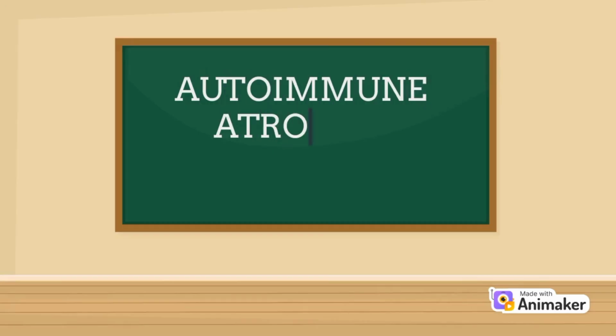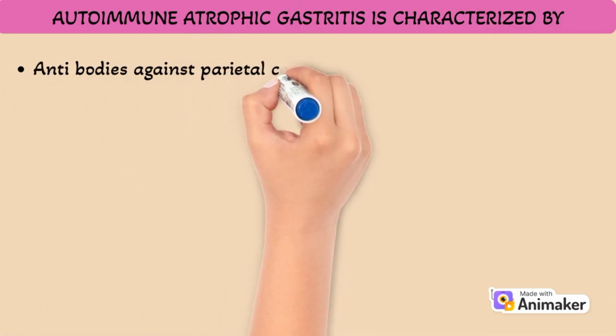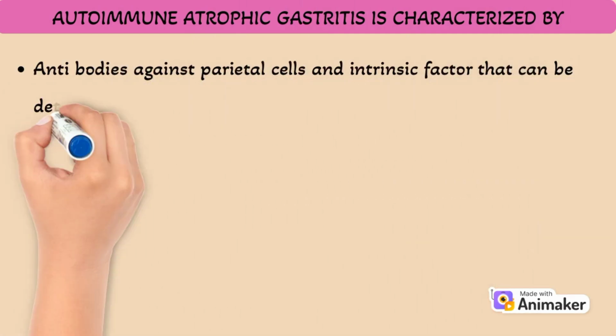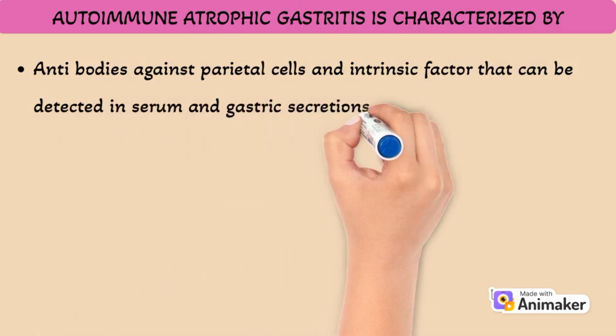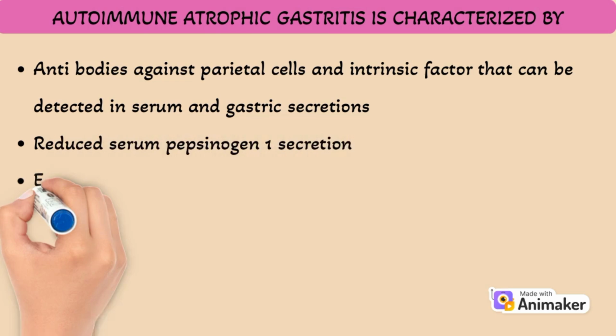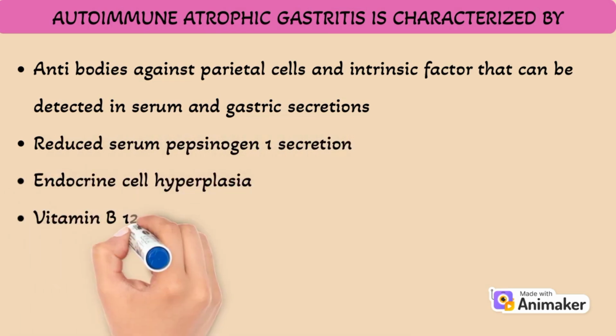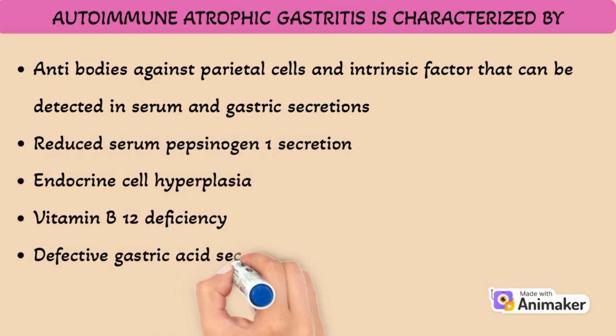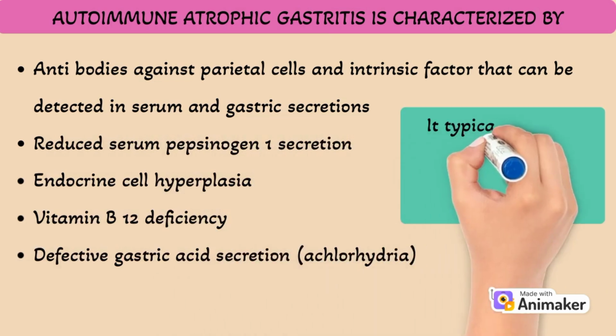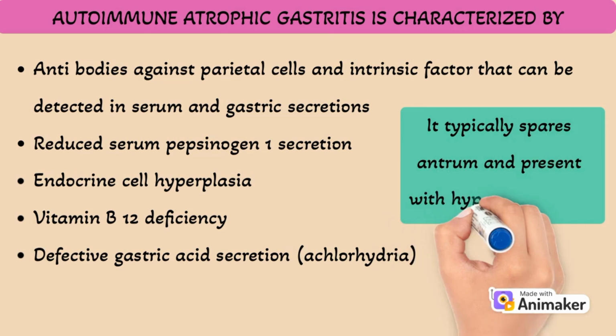Autoimmune atrophic gastritis. Autoimmune atrophic gastritis is characterized by antibodies against parietal cells and intrinsic factor that can be detected in serum and gastric secretions. Reduced serum pepsinogen 1 secretion, endocrine cell hyperplasia, vitamin B12 deficiency, defective gastric acid secretion, achlorhydria. It typically spares antrum and present with hypergastrinemia.